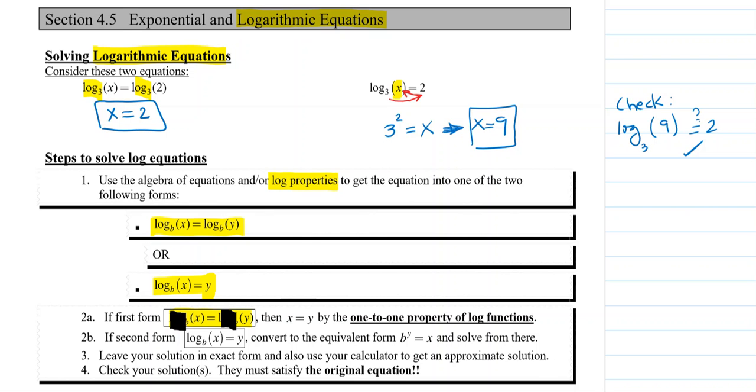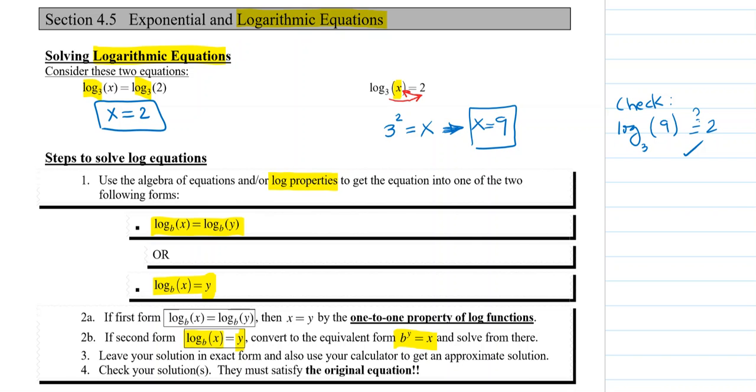If you have the second type, where you don't have a log on both sides, you have just the log on one side, and then this is usually a number on the other side. Then you want to convert it to exponential form. Remember, we said b to the power y equals x. And now it's not going to be a logarithmic equation anymore. B to the y is something related to numbers, and you can just solve for x.